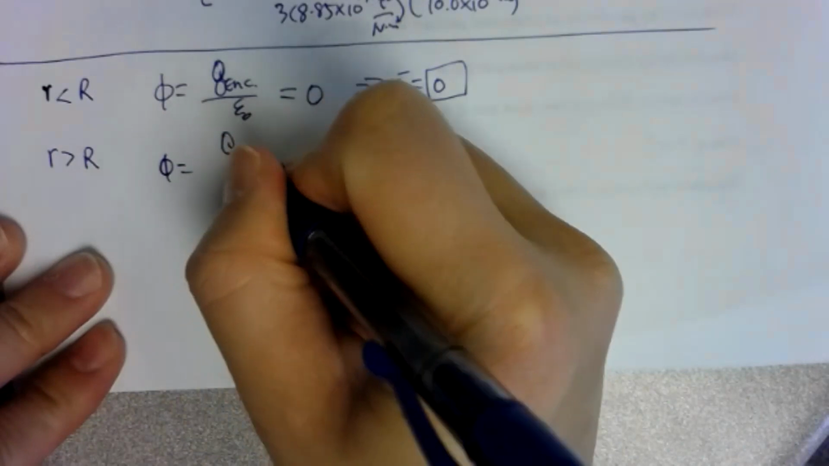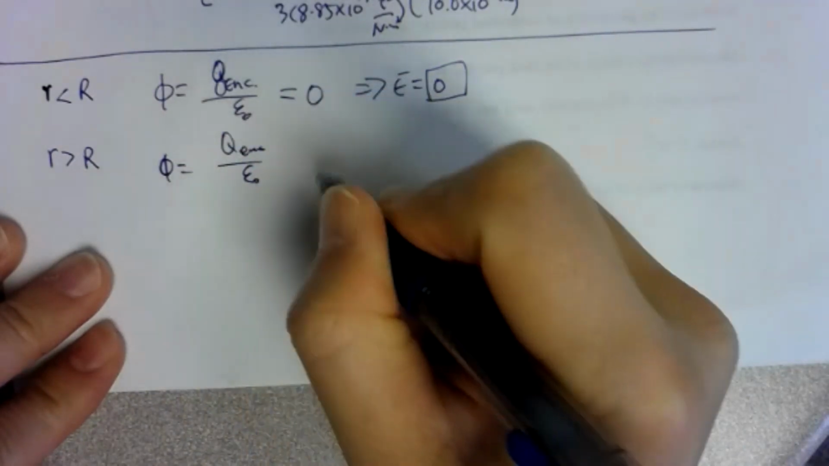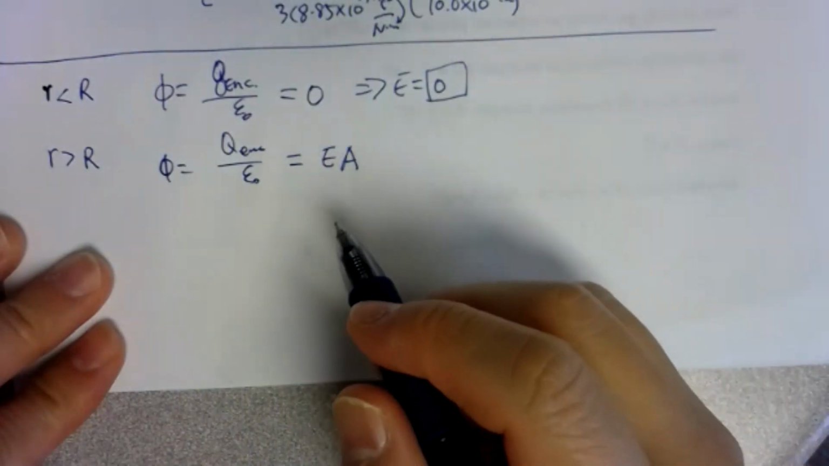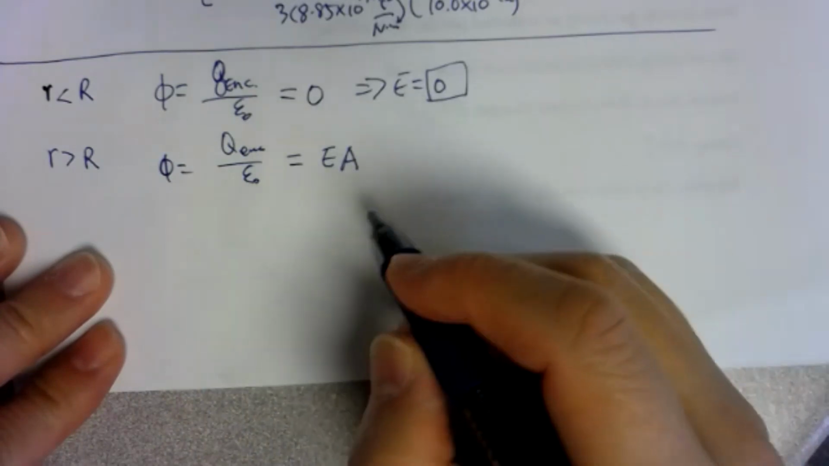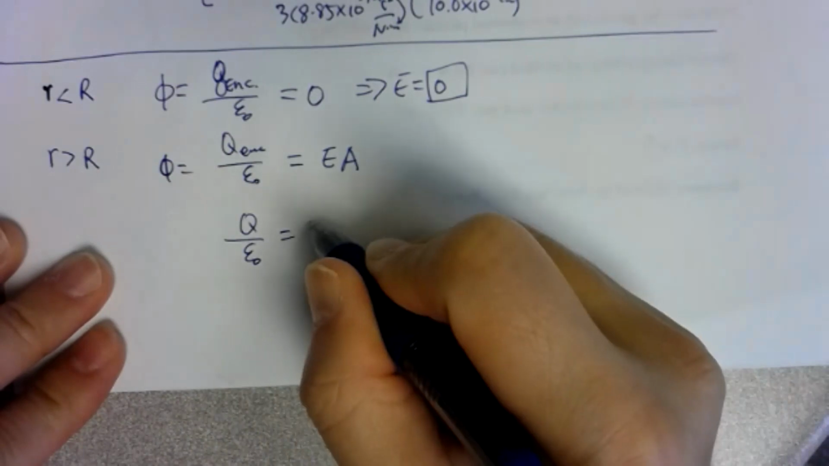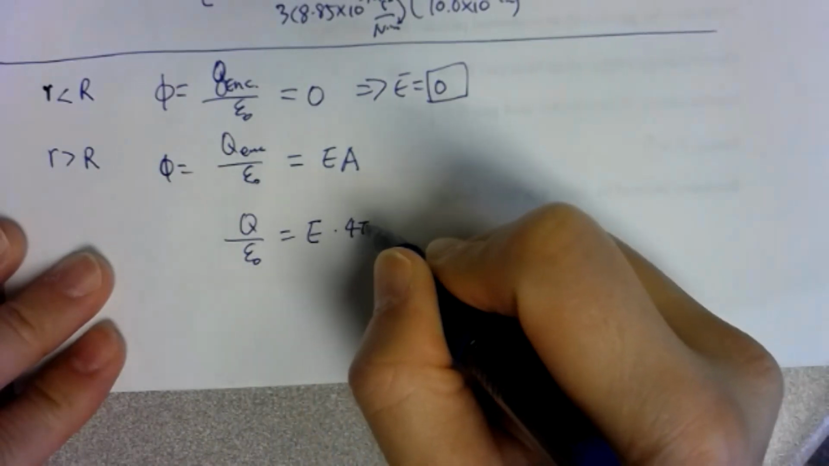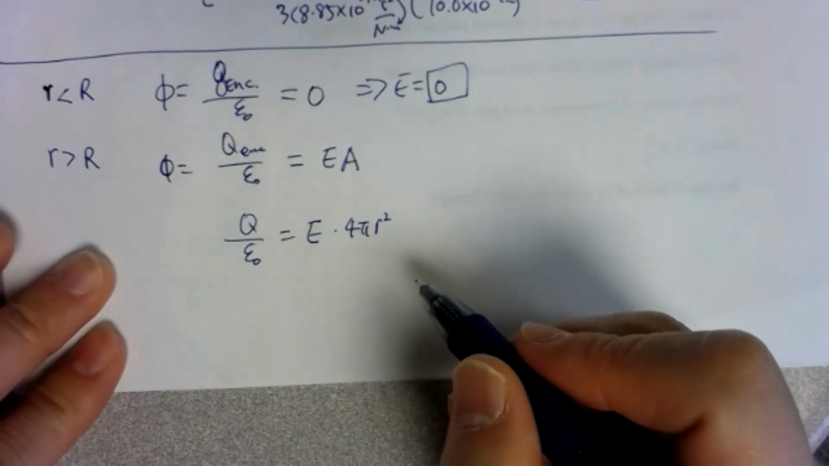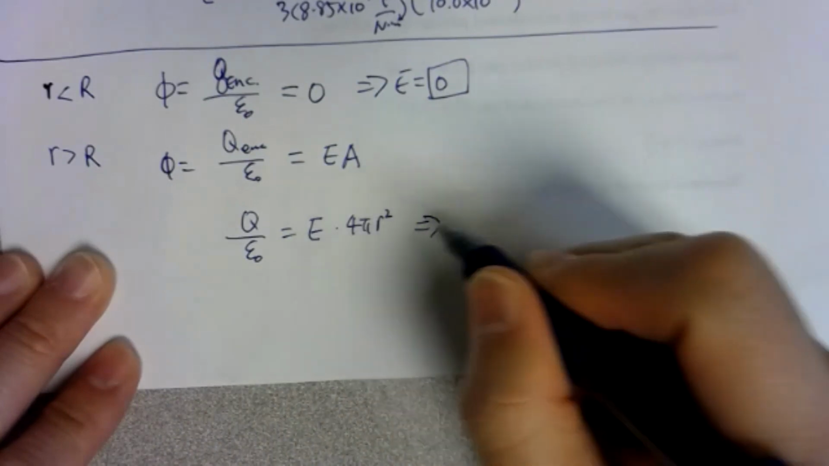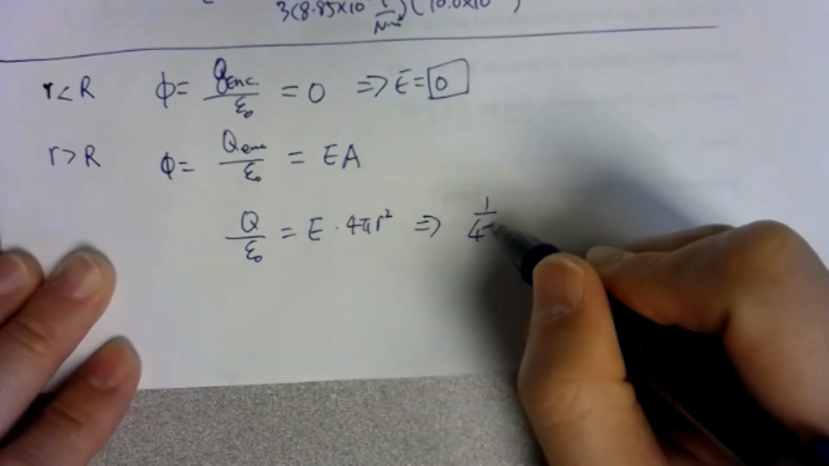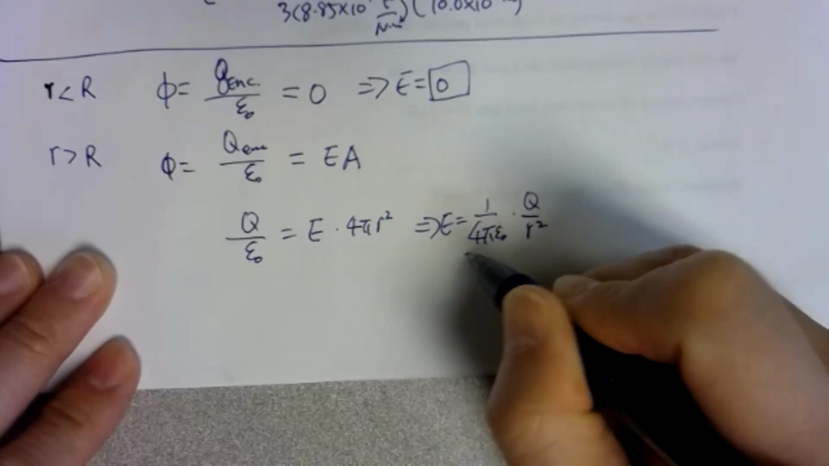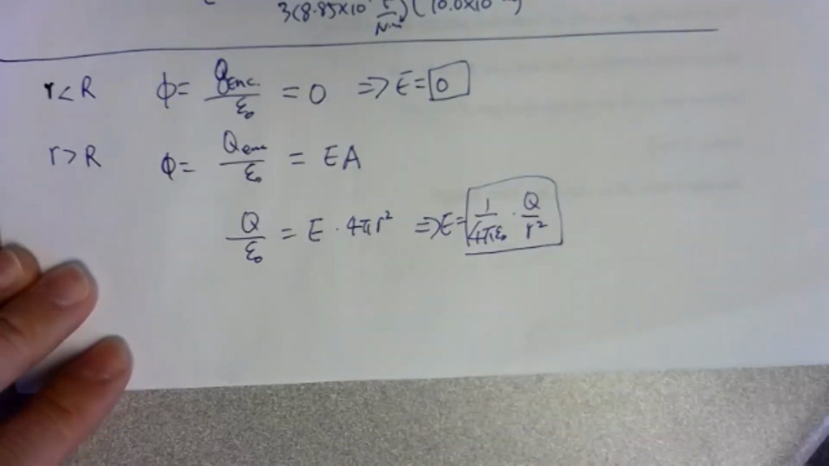In the other case, when r is greater, outside the shell, phi is equal to Q enclosed divided by epsilon naught, which is equal to E times A. This is similar to the previous example, so we'll quickly go through it. Total Q over epsilon naught equals the electric field times 4 pi R squared. So dividing both sides by 4 pi R squared, E is equal to 1 over 4 pi epsilon naught times Q over R squared. This is similar to a point charge at the center of the sphere.